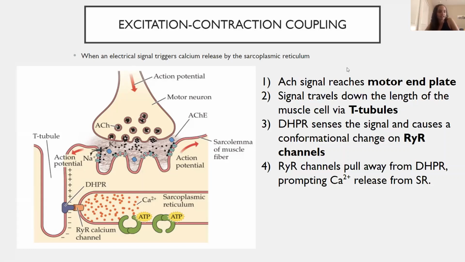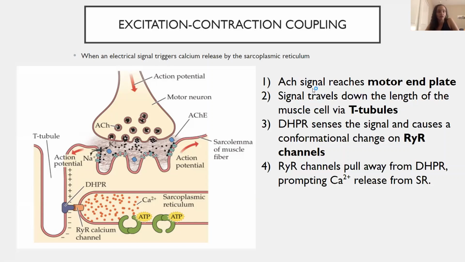And you'll see in this diagram, the T-tubule is this big invagination, and it allows the signal to travel all the way down. Without the T-tubule, the signal might travel, but it won't be very fast. So the T-tubule allows for efficient reception of the excitatory signal, which is why skeletal muscle is able to achieve contraction relatively fast.